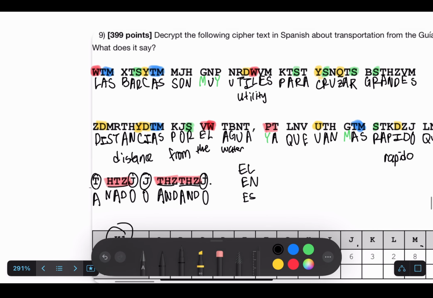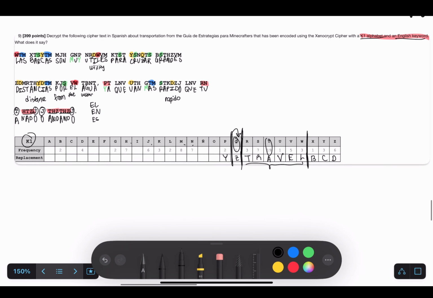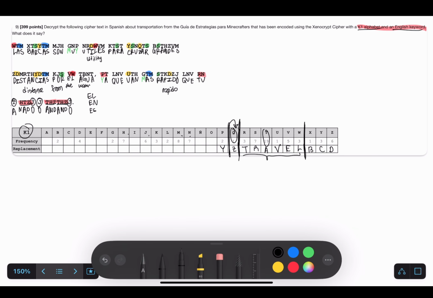So all of this would mean, in English, boats are very useful for crossing long distances through water since they go faster than you can swim or walk. So yeah, that's going to be the end of the Xenocrypt cipher video.